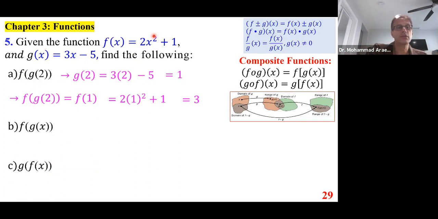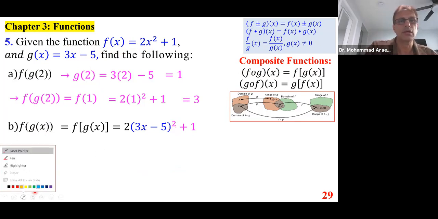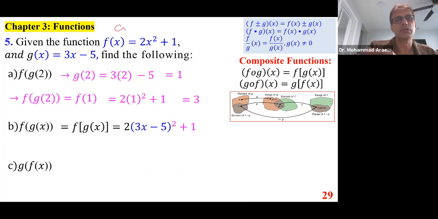f of g of x, basically f of g is f of g of x. So replace the x in this function with the g function. So replace the x with 3x minus 5. So what we have to do is raise this to the power of 2. By now, everybody remembers that a plus b squared is a squared plus 2ab plus b squared.